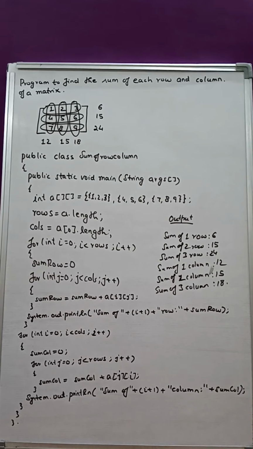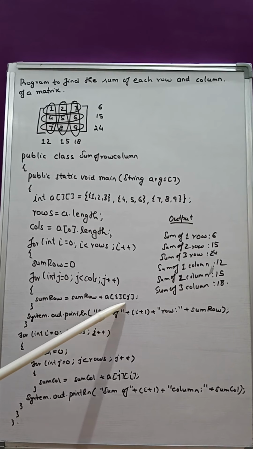Okay, so in the first part we have used a for loop. In that for loop we are first calculating the sum of the rows. You have to traverse the elements and do the sum of all the row elements. So we have taken the outer loop for the row and the inner loop for the column, and in the sumRow variable we have stored sumRow plus a[i][j].